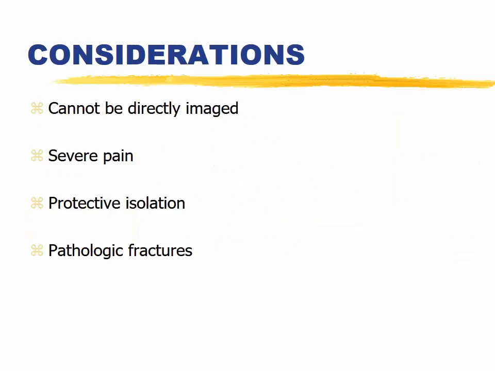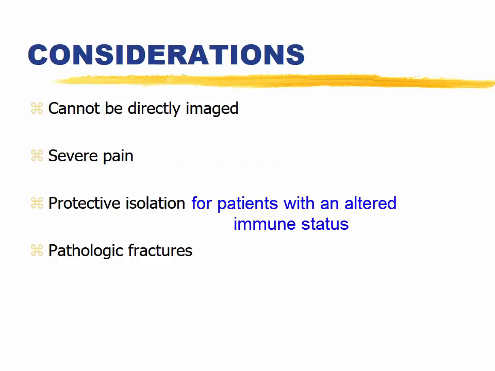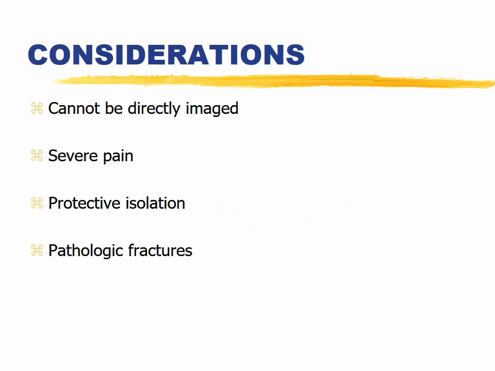Some considerations with regard to the hematopoietic system is that it cannot be imaged. However, many blood disorders will result in abnormalities that can be demonstrated radiographically. Secondly, we must be aware of the severe pain experienced by the patient undergoing a sickle cell crisis. Third, patients with advanced leukemia or lymphoma who have an altered immune status may require protective isolation. And finally, these diseases cause significant demineralization of bone. Therefore, the radiographer must be alert to the possibility of pathologic fractures and must exercise caution when moving and positioning patients.